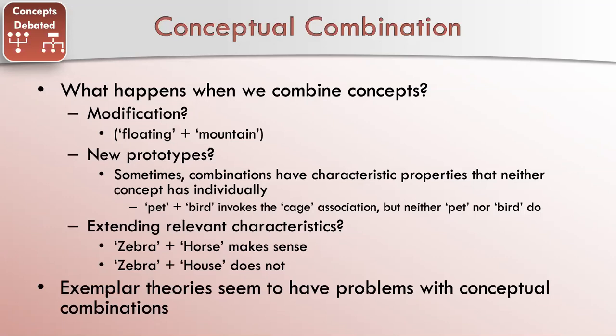What about combining concepts? One of the interesting things about concepts is that they're pretty easy to slap together. You can have the concept of floating and the concept of mountain, and now you've just created a new concept, a floating mountain. And weirdly, sometimes when you combine them, you get entirely new results. Pet plus bird invokes cage, but neither pet nor bird do. So sometimes the particular combination creates a brand new thing.